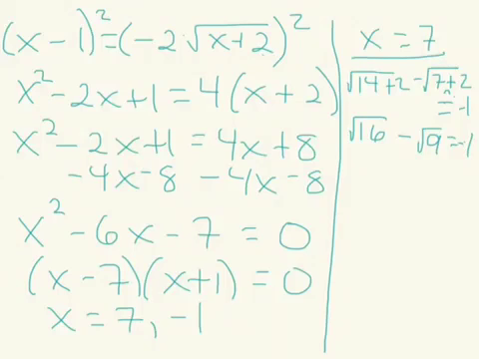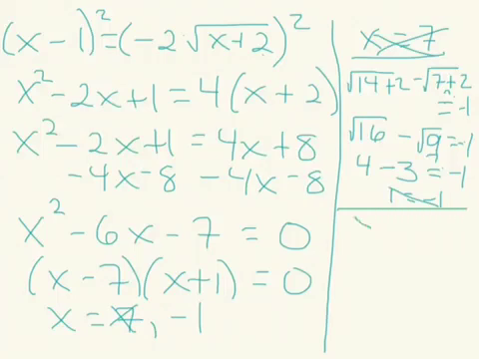But this is not looking good. This is going to be 4 minus 3, which hopefully is equal to negative 1. No, 4 minus 3 is 1. Which is not true, which means that x equals 7 is not one of our answers.